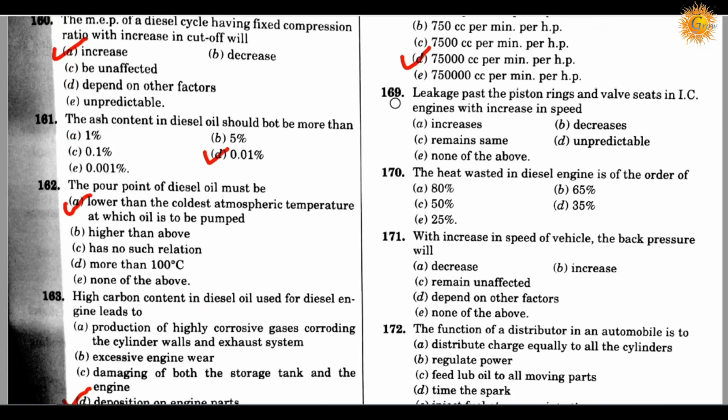Question number 169. Leakage past the piston rings and wall seat in an IC engine with increase in speed is: option A increase, option B decrease, option C remain the same, option D unpredictable, option E none of the above. So the correct answer is B. It will decrease.